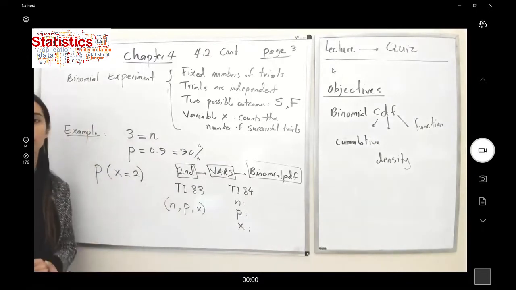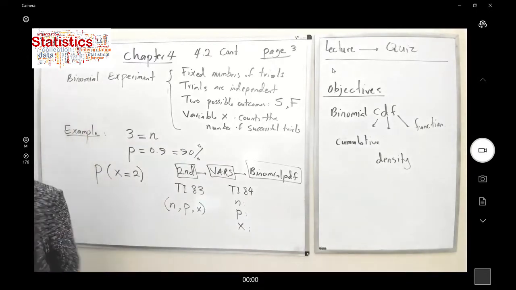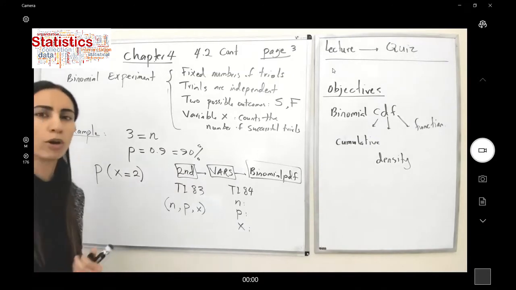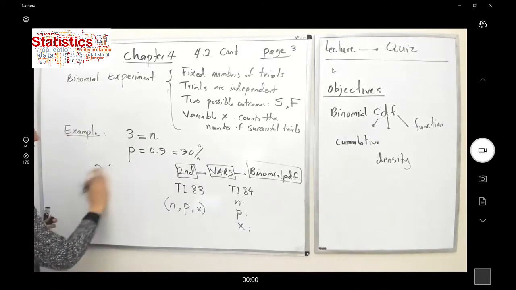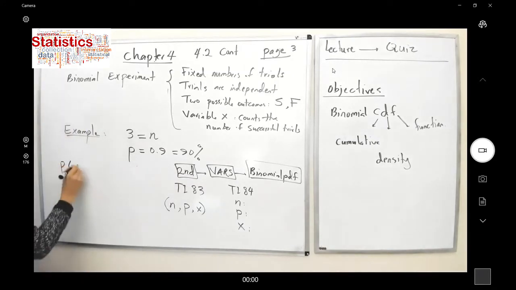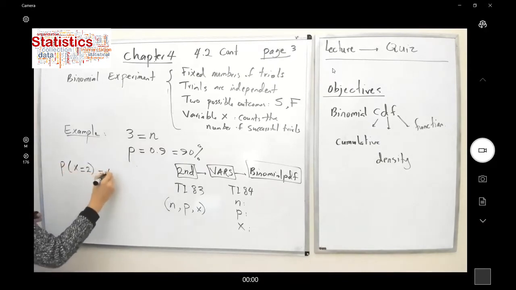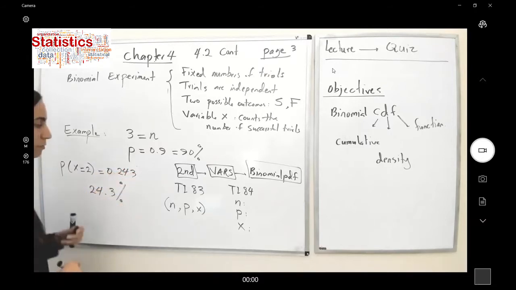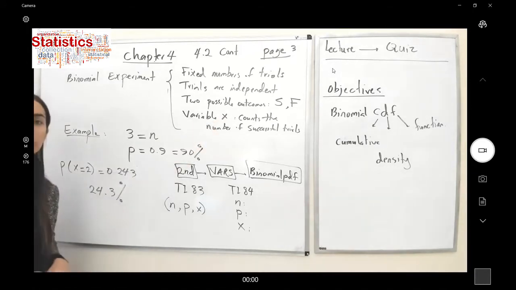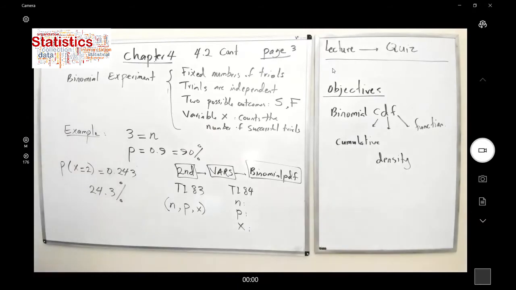Then you get the probability, which in this case was 24.3%. So P of X equals 0.243 or 24.3%. Very well. So today we're going to talk about binomial CDF, cumulative density function. And N is 2, not 3.